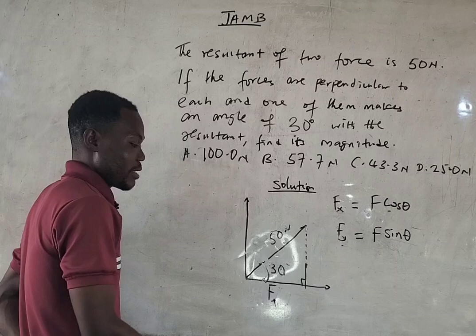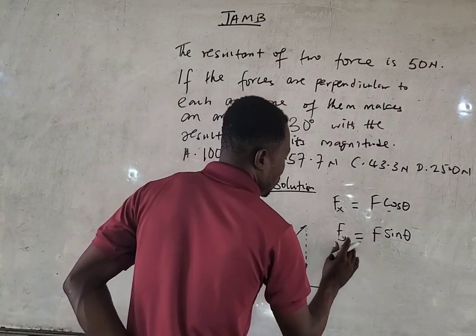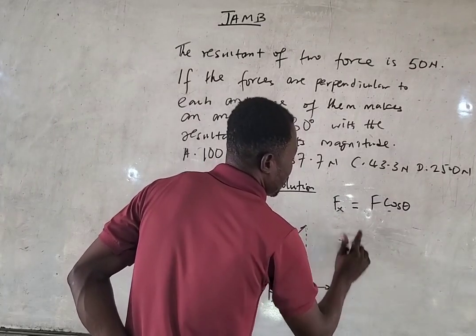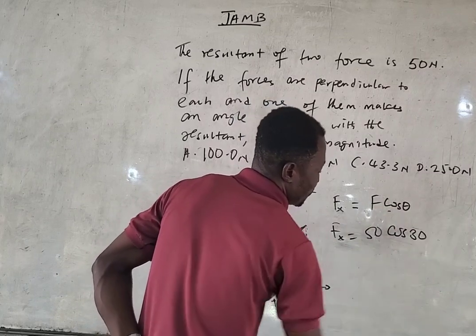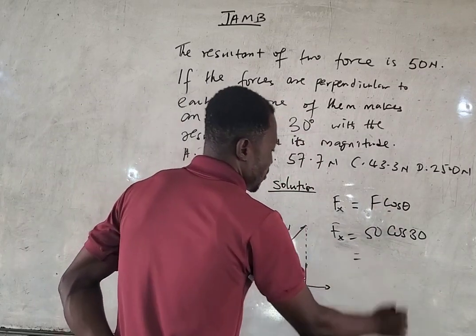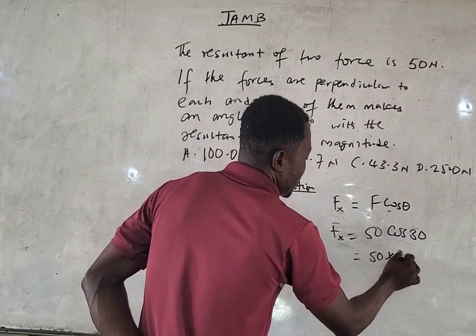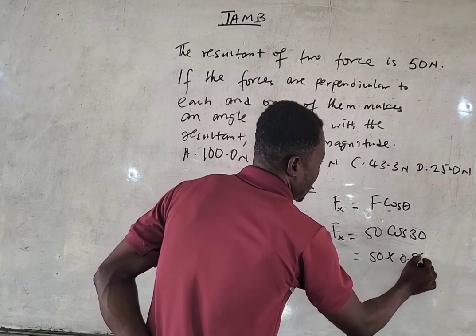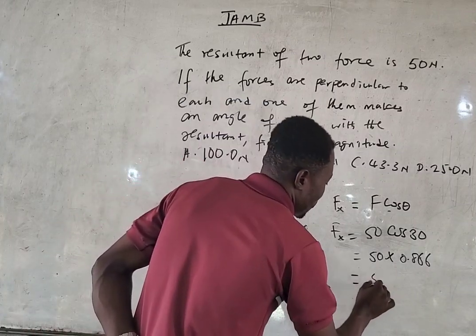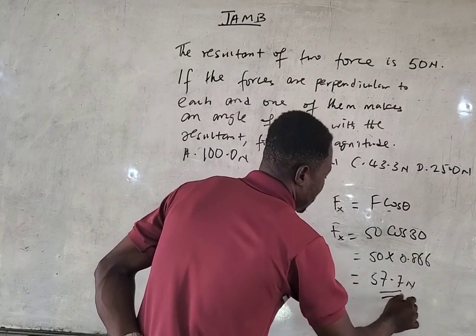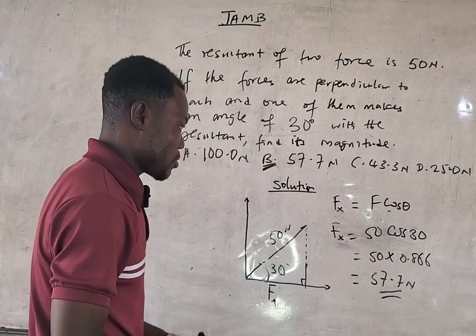So we're going to use that this component Fx is going to be F cos theta. So that will be equal to our Fx. Let's remove this. Our Fx will be equal to 50, since the resultant is 50, cos 30. What is cos 30? Cos 30 is 0.866. So if you multiply this, you are going to have 57.7 Newton. So that gives us the force that makes the angle of 30 degrees with the resultant as 57.7.